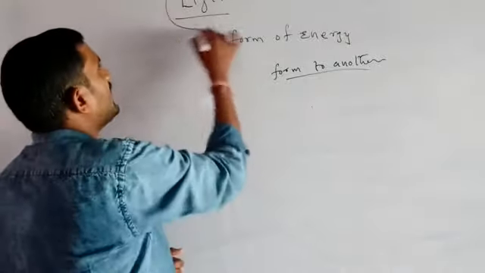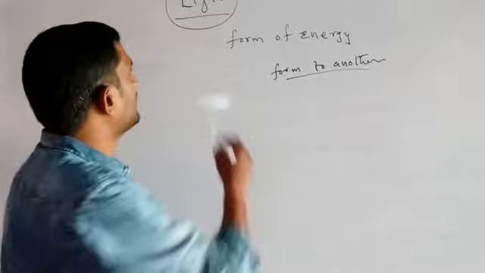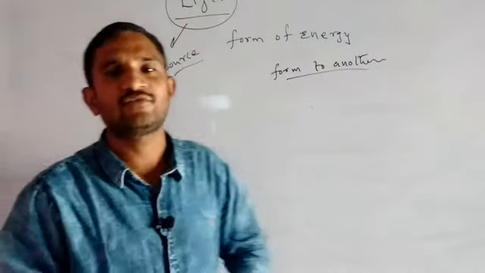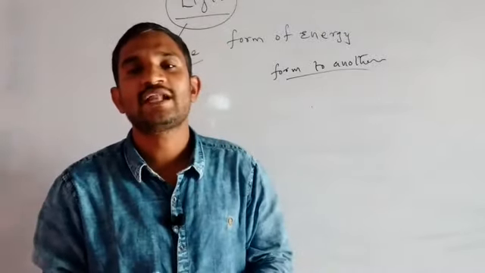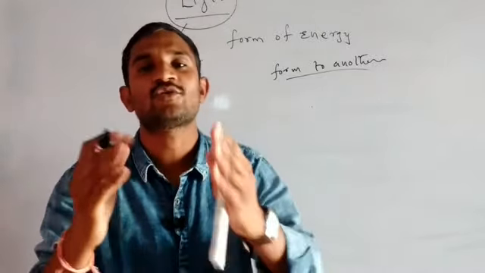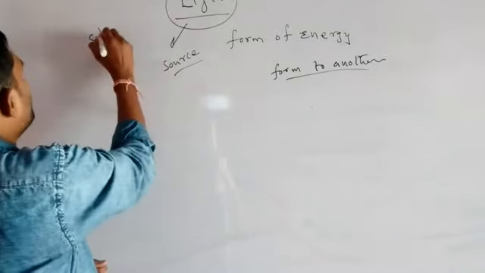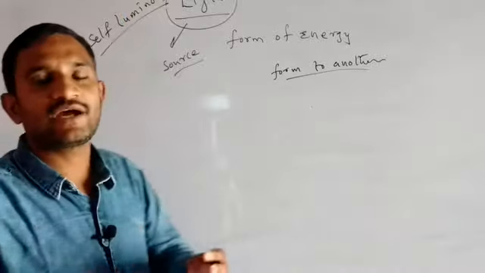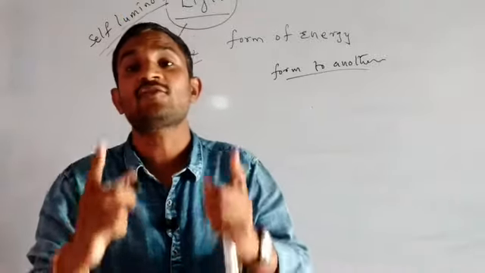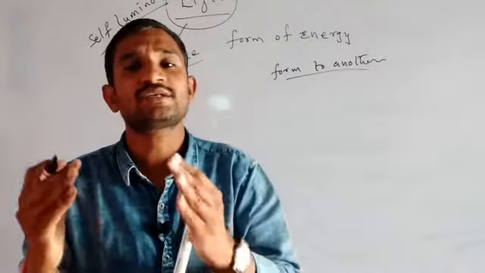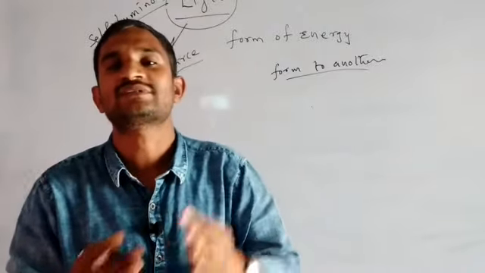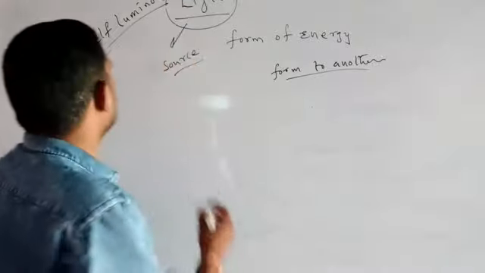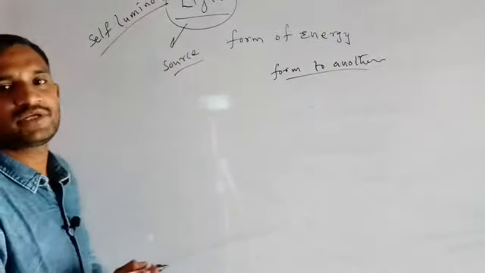Where can we get this energy of light from? We can get it from the source of light. What are the sources of light? Self-luminous bodies are the source of light. We get this light from self-luminous bodies. What are self-luminous bodies? For example, the sun and stars are self-luminous bodies. Light is produced from self-luminous bodies.